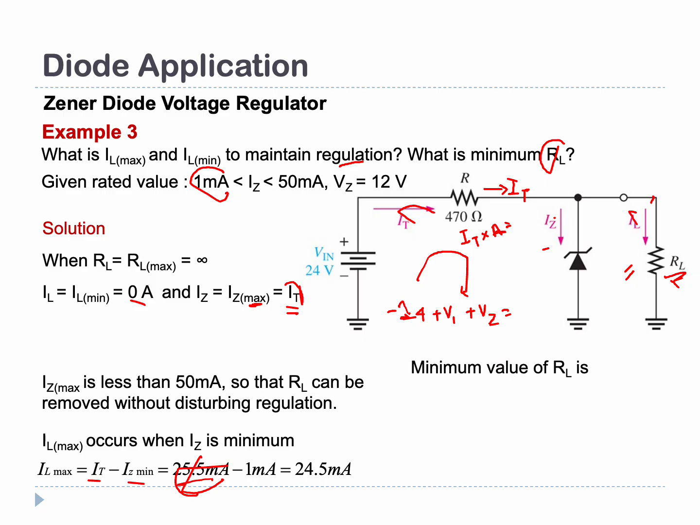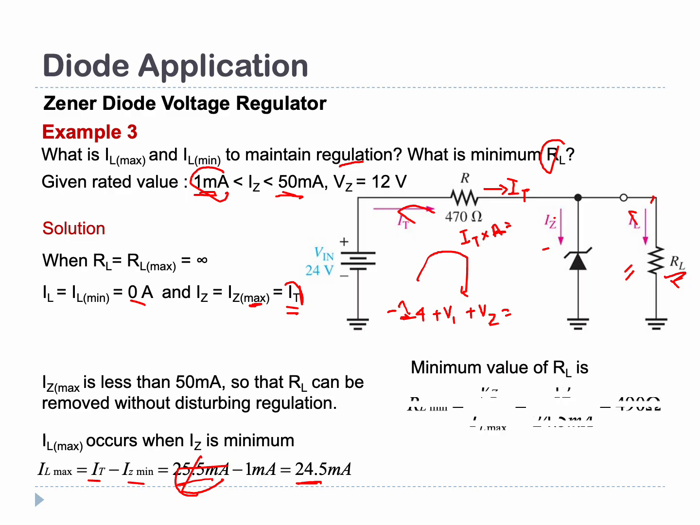Alright, so this is going to be your maximum value of current, because your maximum value of current cannot be more than this value. So although the range is up until 50 milliampere, however, due to this supply voltage being only 24 volts, your maximum current that you are able to produce is 25.5 milliampere. Okay, so minus the value of the minimum current range, 1 milliampere, you will get the value of IL max, which is actually 24.5.